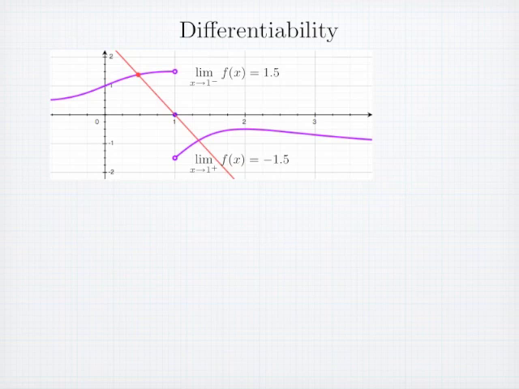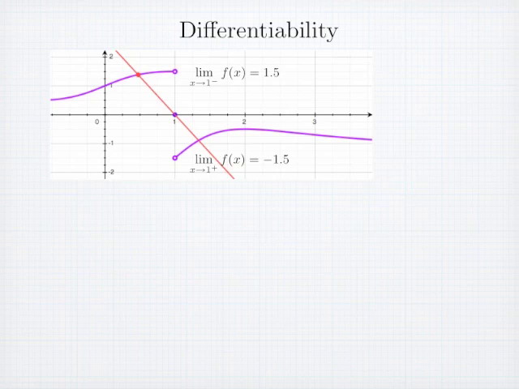In the current example, f of 1 is equal to 0. That's the point on the axis. So if I were to try to calculate the slope of the tangent line at x equals 1, first of all, there is no tangent line. There's no piece of the function that's actually touching my point at (1, 0).